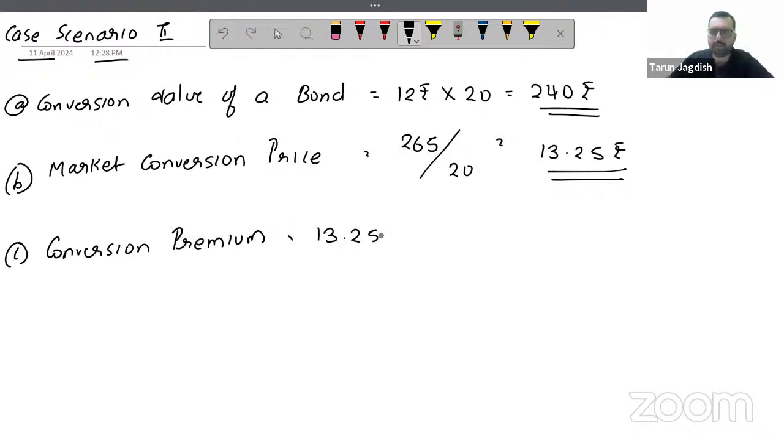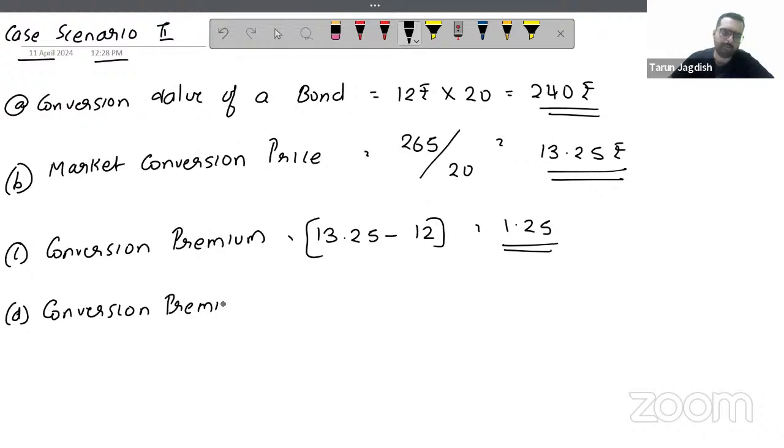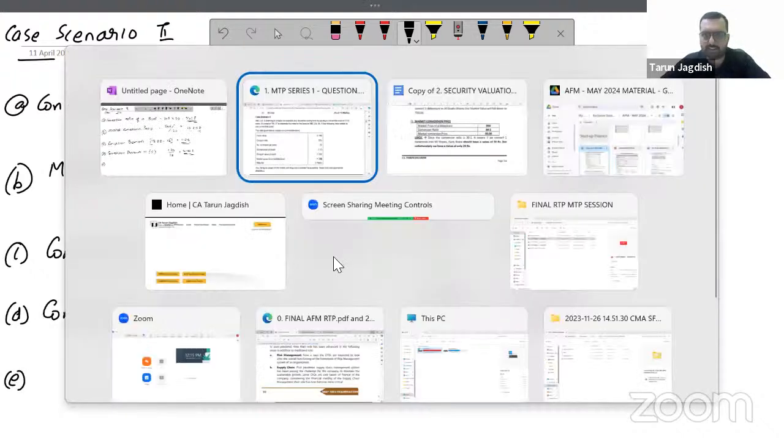Conversion premium will be 13.25 minus 12. Do you get the answer as 1.25? Same way, we can also find out the conversion premium in percentage. So you have 1.25 as the conversion premium and you are converting from a base of 12. So you get the answer as 10.41%. Okay. That's the next thing that you would have learned over here.